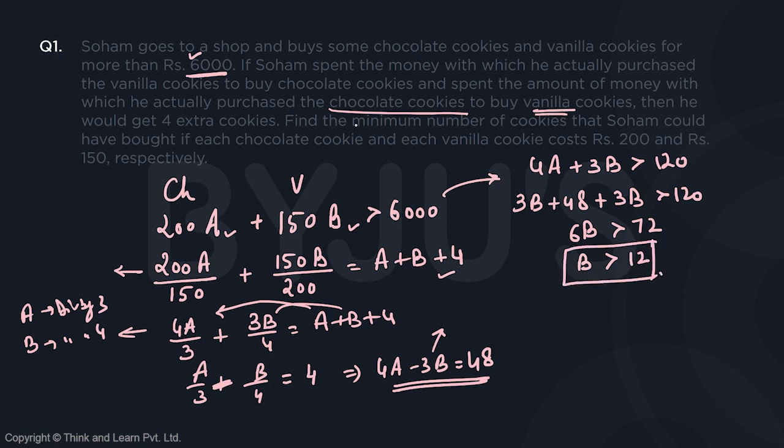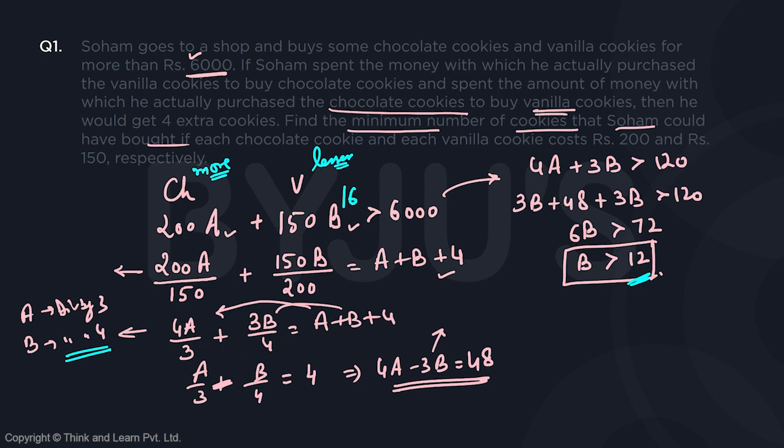The question is asking for the minimum number of cookies Soham could have bought with this money. If you want to buy the minimum number of cookies, you have to purchase more of the expensive ones. That means you buy more chocolate cookies and fewer vanilla cookies, because vanilla cookies are less expensive than chocolate cookies. Now B should be greater than 12 and we know B should be a multiple of 4. The minimum number greater than 12 that is a multiple of 4 is 16.